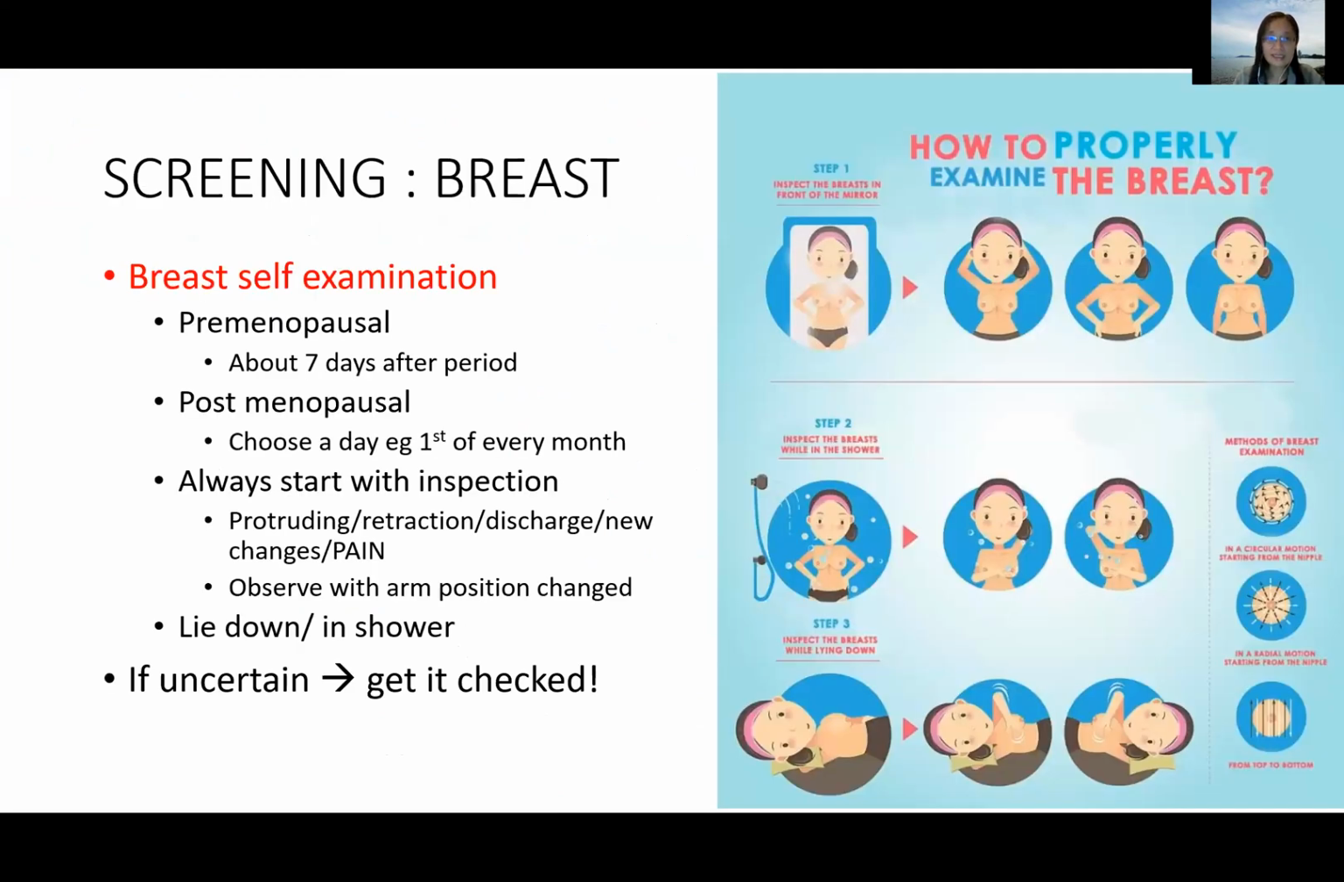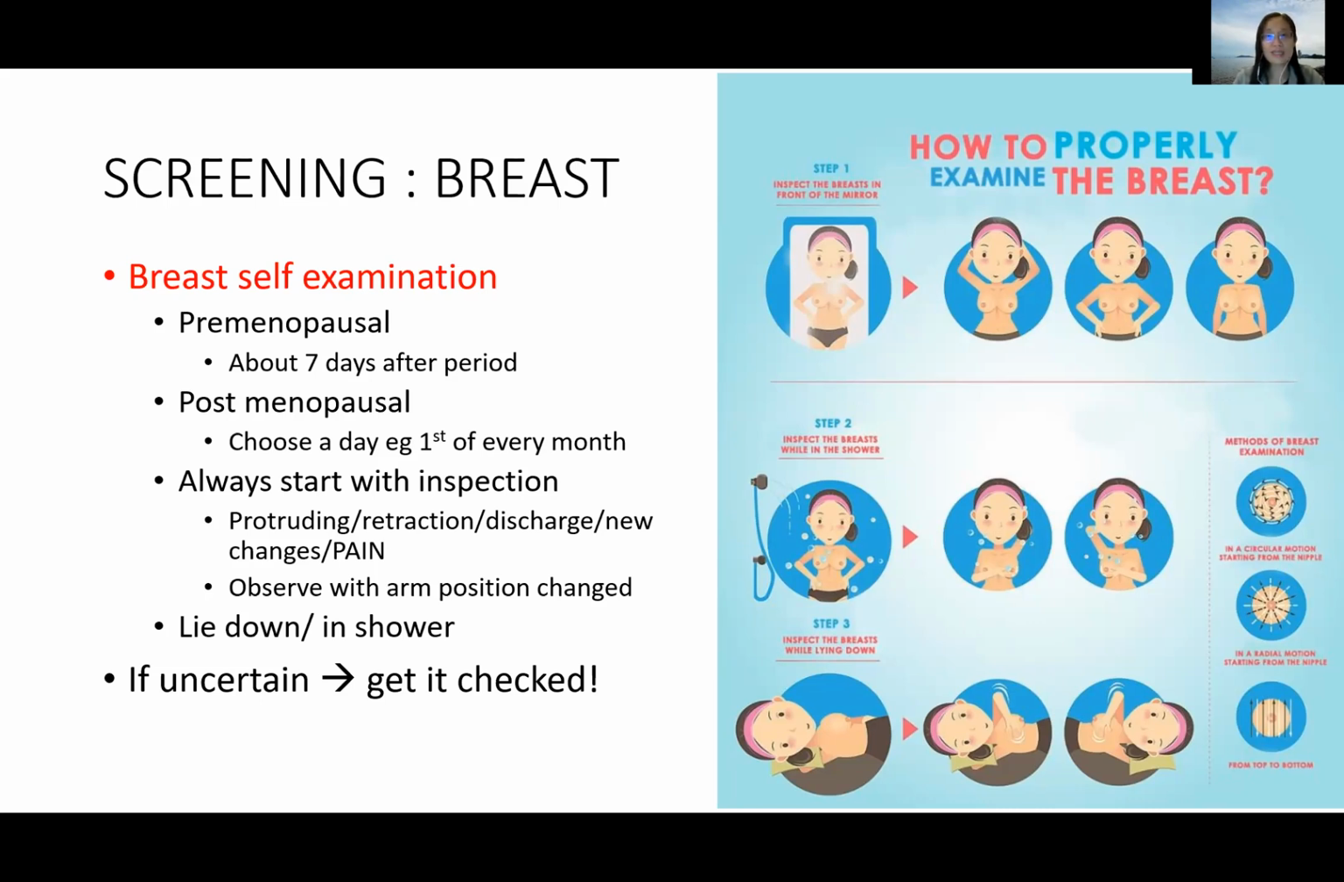The easiest and commonest thing that you can recommend to your patients is breast self-examination. For patients that are premenopausal, you can do breast self-examination 7 days after the period when the breasts are not so dense and heavy. And if the patient is postmenopausal, you just ask them to choose one day each month and stick to that day, and just do an examination. It's very easy to do.